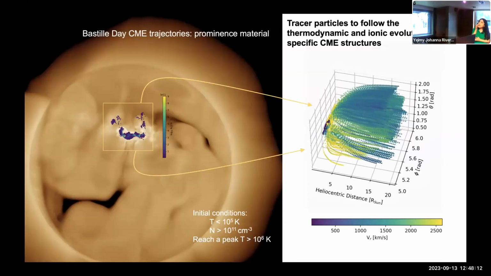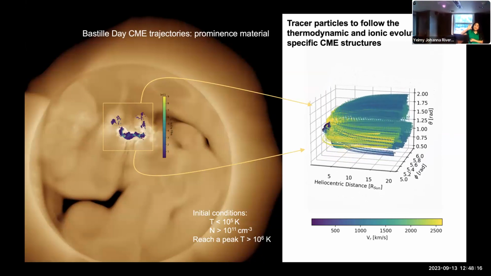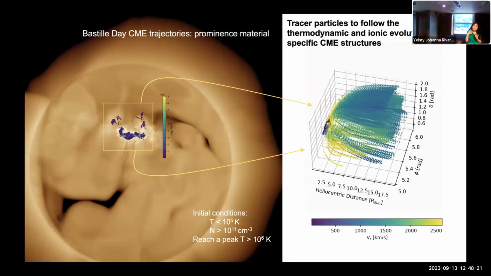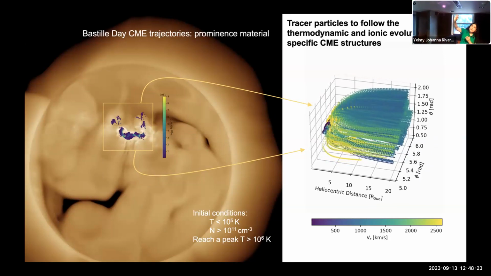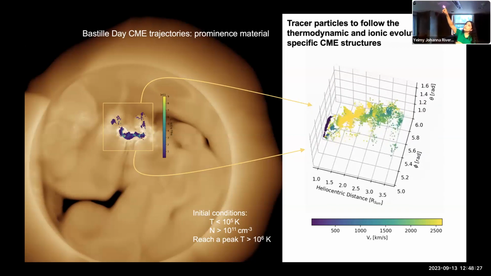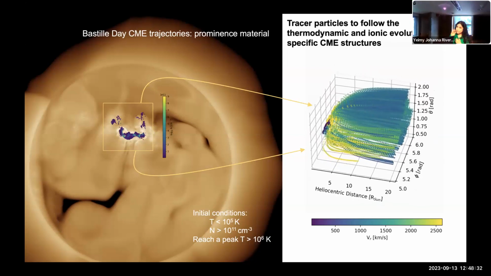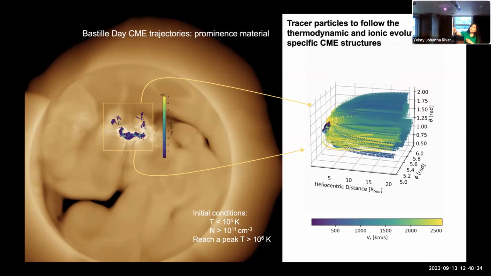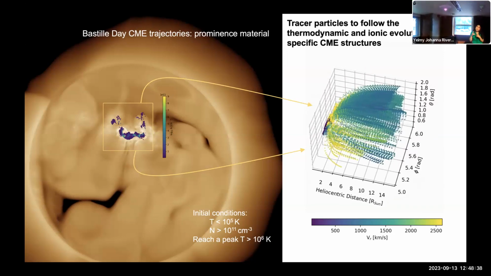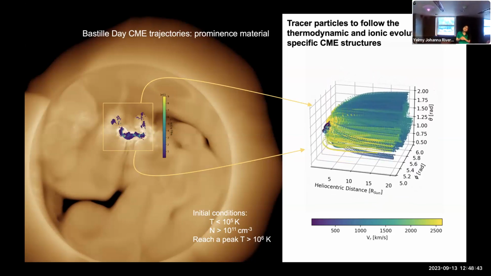Okay, so what we have done is then taken what are called tracer particles in the simulation that essentially follow the evolution of particular structures in the CME. That way we can take one of those tracer particles and take a look at the thermodynamic and ionic evolution within these very specific structures that we designate. For instance, what I'm showing here is I've selected the initial condition of the tracer particles being very similar to what you would expect the prominence material of the sun to be.